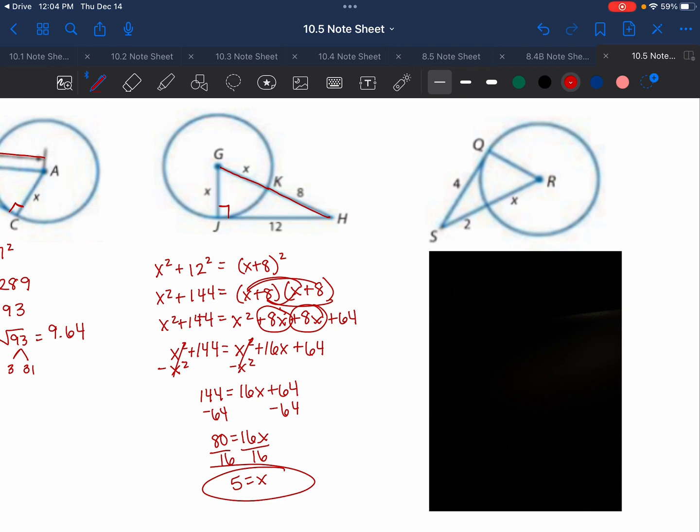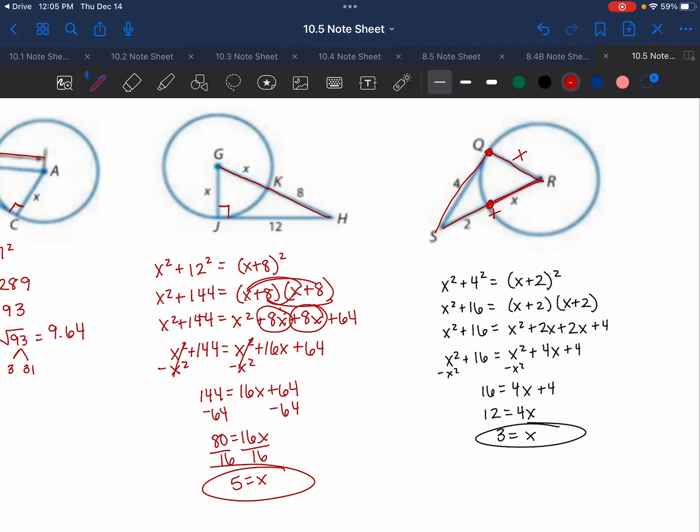All right, the setup is pretty similar to that last one that we just did. We know one leg. We know that the hypotenuse is 2 plus x, or x plus 2. This leg here is just another radius. Like this is a radius here, so this is x. And then we set it up the same way as that last one and solve to get that x equals 3.